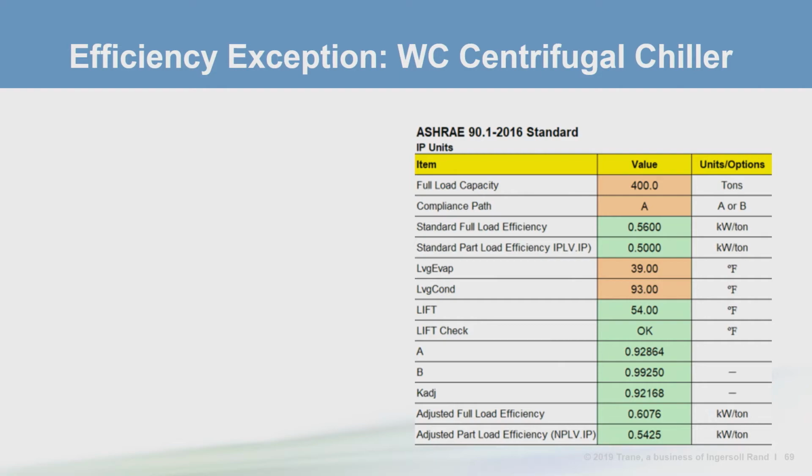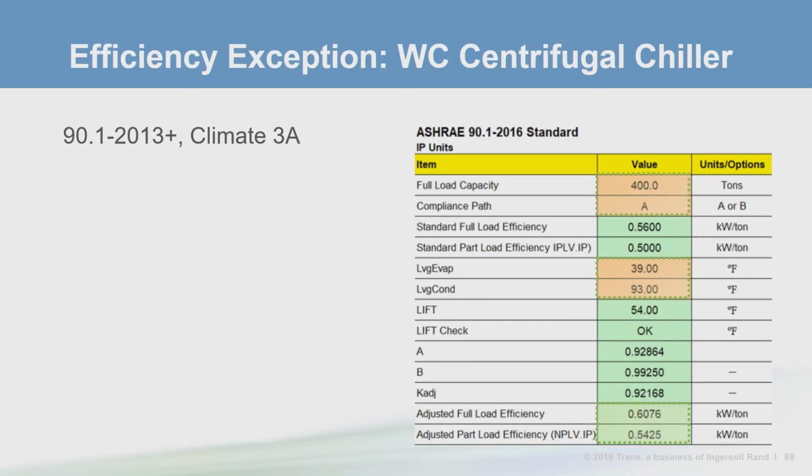Let's look at a 400-ton or larger chiller making 39-degree water with 93 degrees leaving the condenser at design. These are the orange entry fields. The minimum efficiencies are at the bottom in green, 0.6076 kW per ton at full load and 0.5425 at part load.